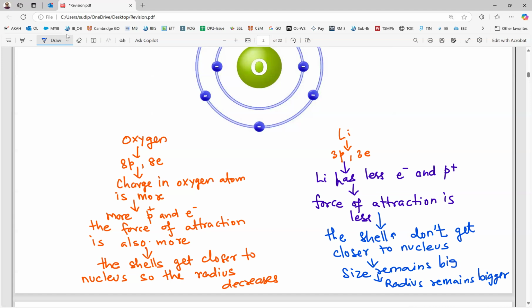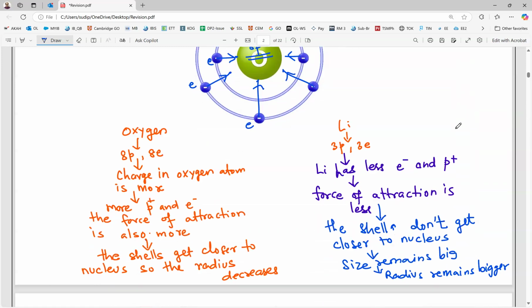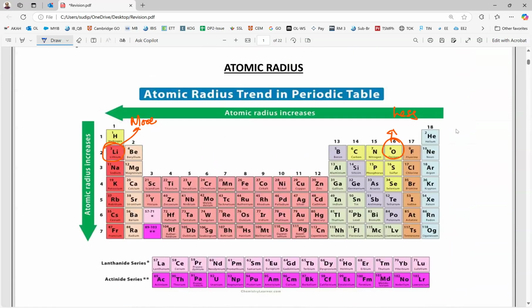So the whole funda is about how much attraction there is. All these electrons are getting attracted to the nucleus because there are 8 protons here. So if there are more electrons, then the attraction is more, which also means that due to this more attraction, these shells will move closer to the nucleus and then their radius will decrease. Okay, that's the whole difference between oxygen and lithium. Now, because oxygen has a radius smaller than lithium, that is why we show that the atomic radius increases this side. You can also write that atomic radius decreases this side towards oxygen, which is also fine, no problem.